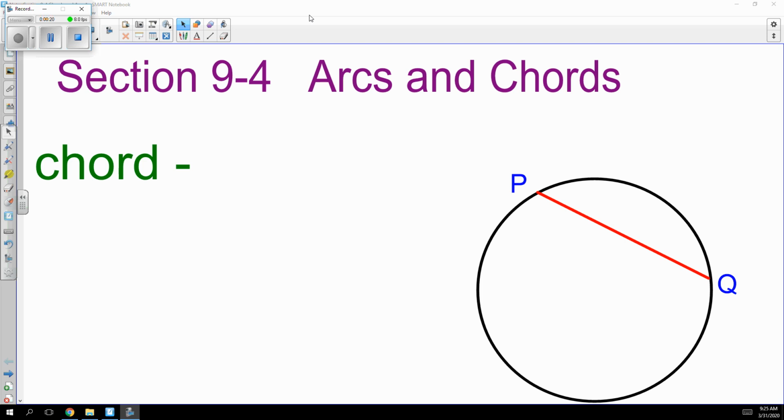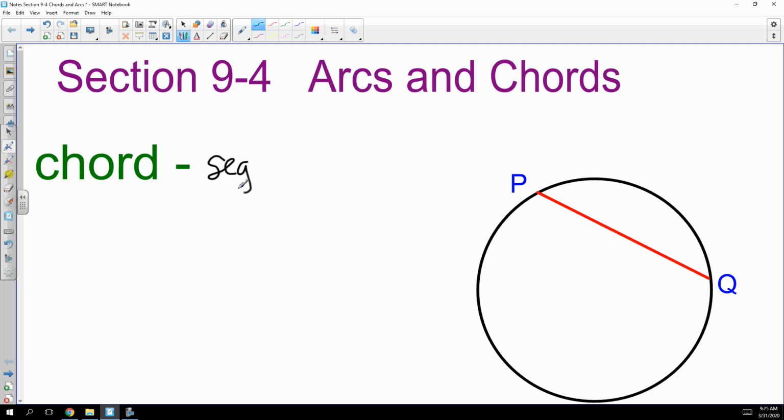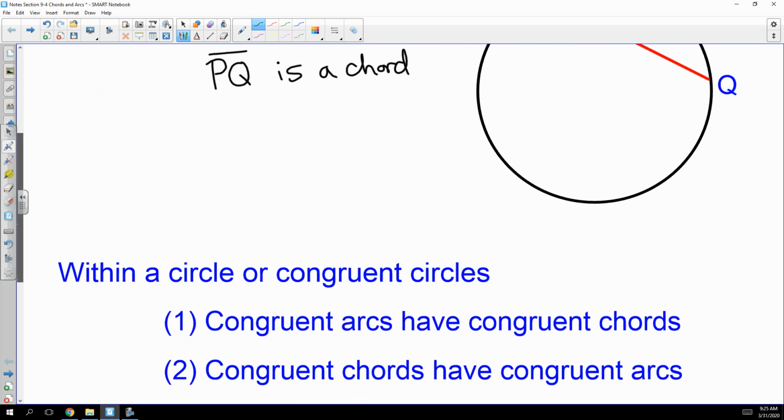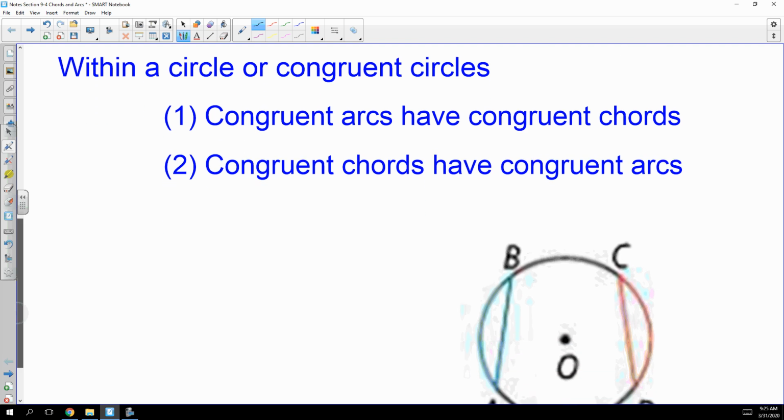So just to recall a little bit, remember that a chord is a segment with endpoints on a circle. Right? So it's not just a random segment, it actually has to be a segment with endpoints on a circle. Okay, so segment PQ is a chord. That's just a reminder. I know that you've just had it recently and gotten a lot of vocabulary, but we're just going to go through a couple of basic things a little bit again. So some basics about chords in a circle.